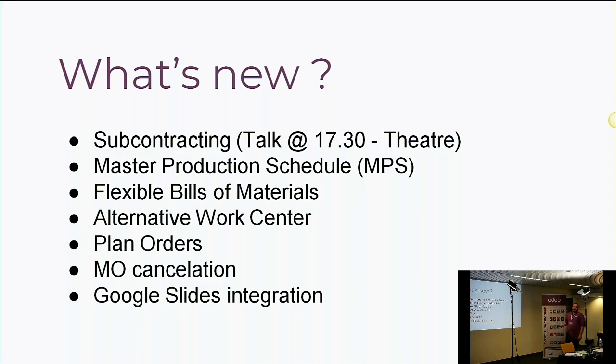Here we totally redesigned and recreated the master production schedule. This was a feature that was in older versions, but we totally changed it for this new version. After that we're going to see the flexible bill of materials, which allows you to have a flexible consumption of materials once you are producing goods with Odoo. The possibility to use alternative work centers: it is now possible to have different work centers that are doing the same operation. The planification of orders, the cancellation of manufacturing orders, and the Google Slide integration.